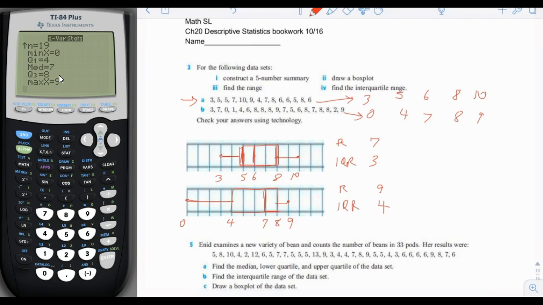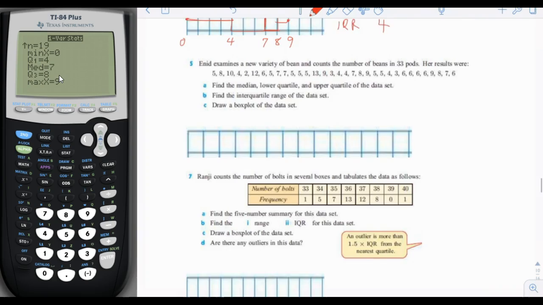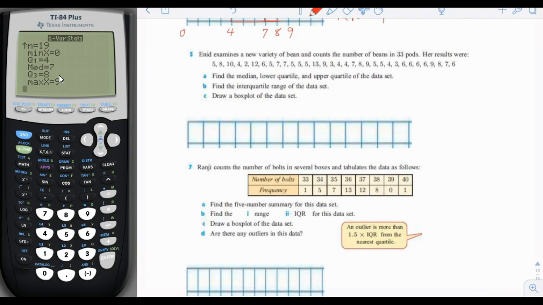Okay, number 5. Enid examines a new variety of bean and counts the number of beans in 33 pods. Her results were, and it gives us a whole bunch of numbers here, not in order, unfortunately. Find the median, lower quartile, upper quartile of the data set, find the IQR, and draw a box plot of the data set.